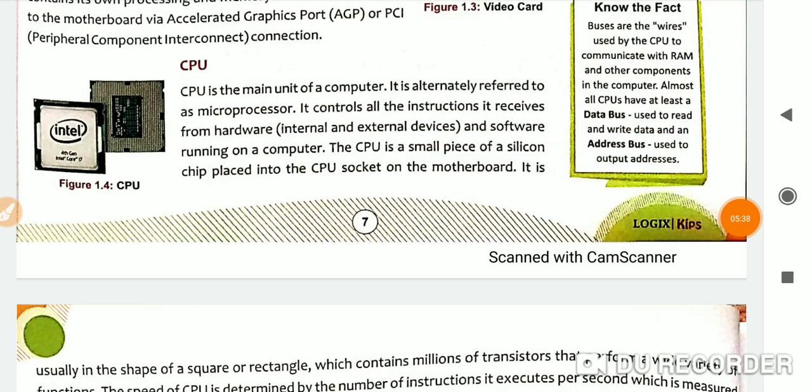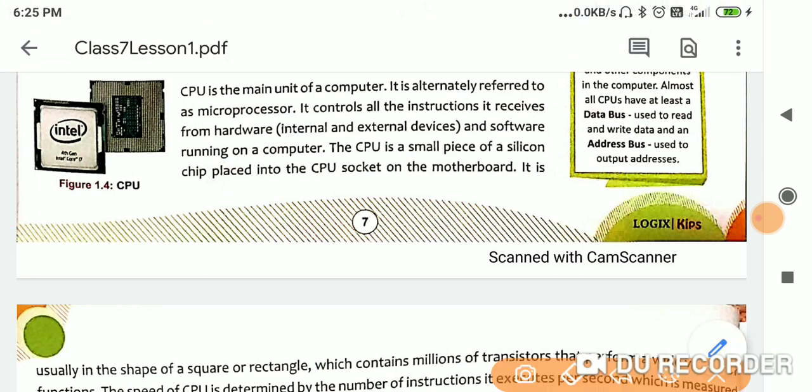The question 3 is, what is the main unit of computer? What is its function? The answer is given on page number 7 and 8. As you can see under the heading CPU, you have to write CPU is the main unit of a computer. It is alternately referred to as microprocessor. It controls all the instructions it receives from hardware and software running on a computer. Till here you have to write.